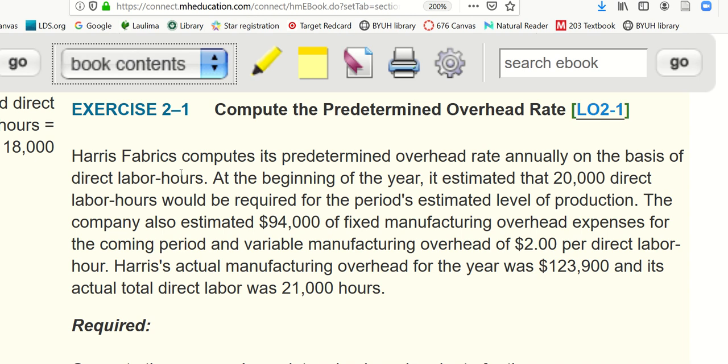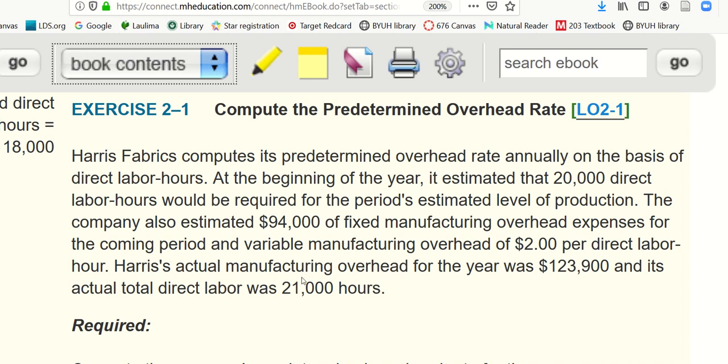The company also has 94,000 of fixed manufacturing overhead expenses for the coming period, variable manufacturing overhead of $2 per direct labor hour. Harris's actual manufacturing overhead for the year is 123,900, and actual total direct labor hours was 21,000 hours. So you won't get this information until the end of the year, right here, this information. And so in the problem, it does give that to you.